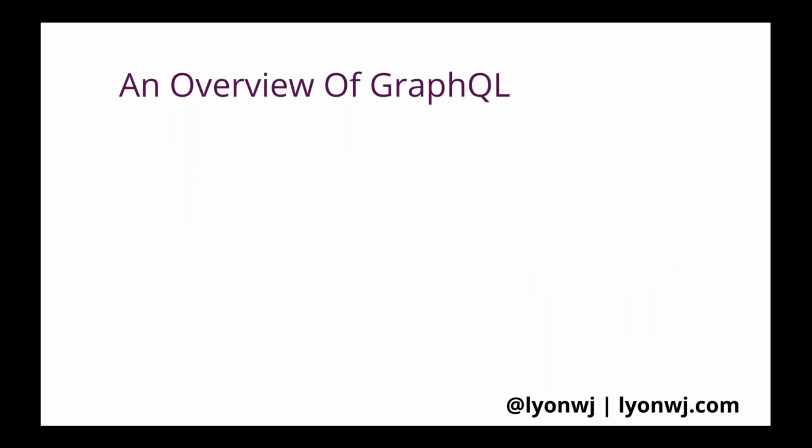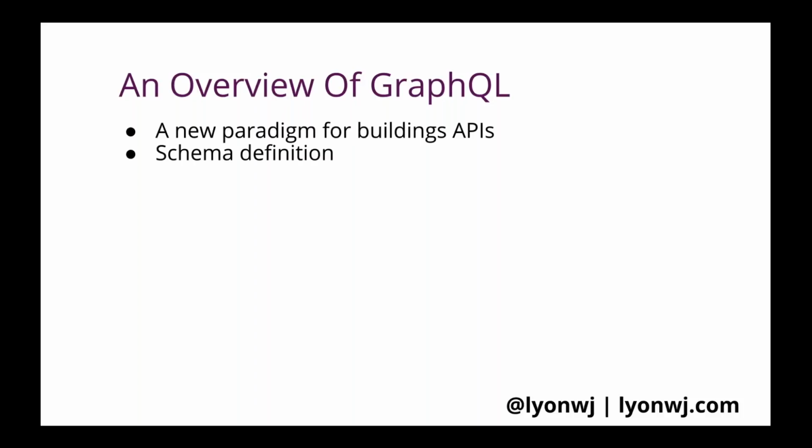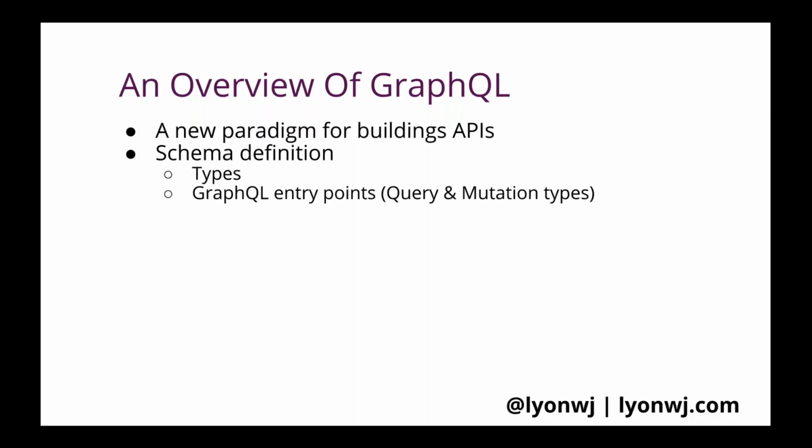First, a very brief overview of GraphQL. GraphQL is a new paradigm for building APIs as an alternative to REST. GraphQL starts with a schema definition. In the schema definition, we define all of the types and the fields that are available on each type. We also define the entry points for our GraphQL service. These are called query or mutation types in GraphQL syntax.